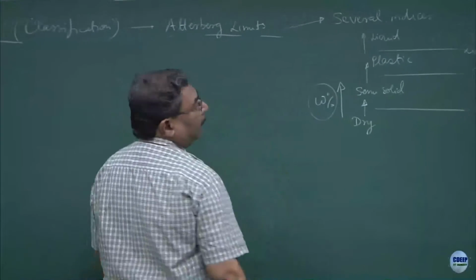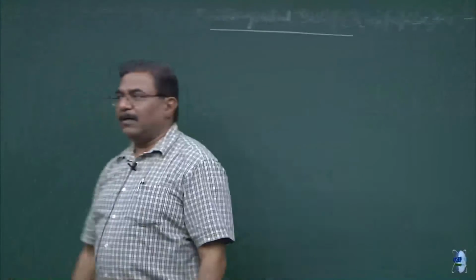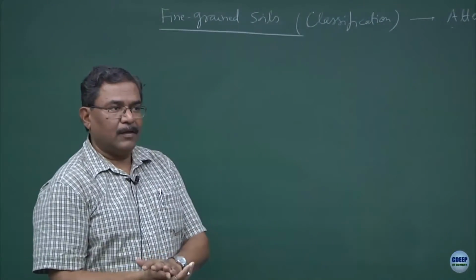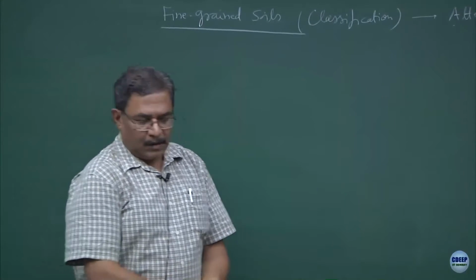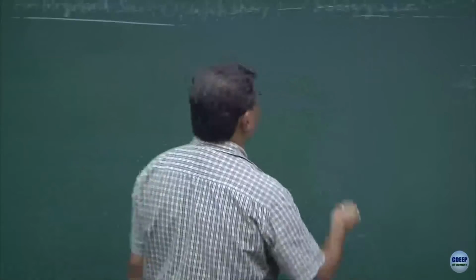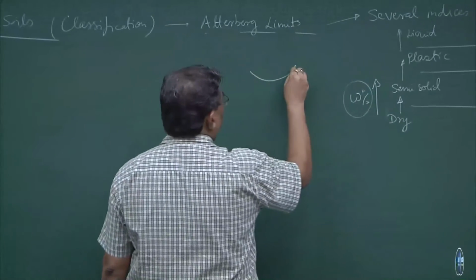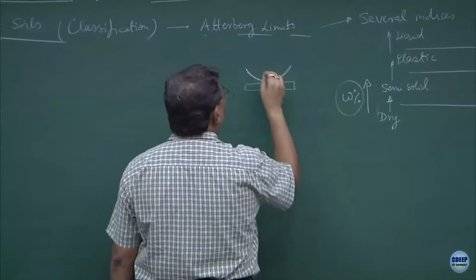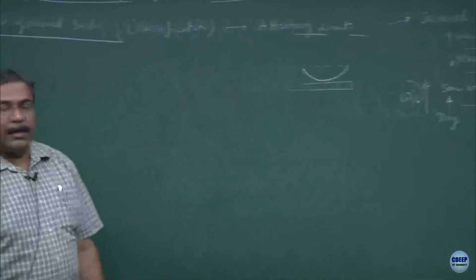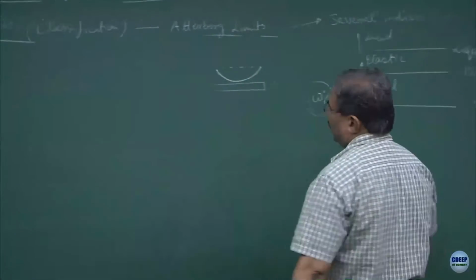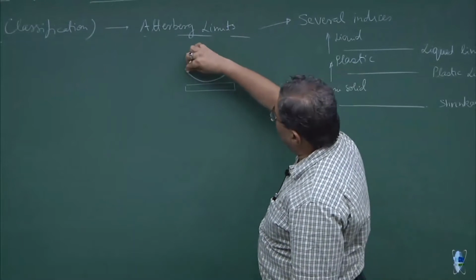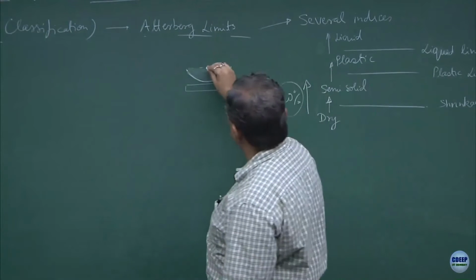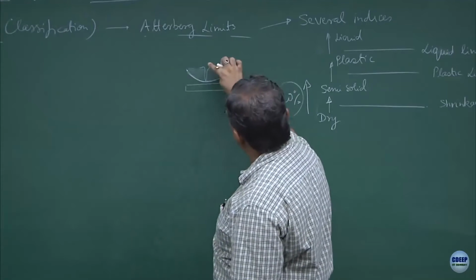In the laboratory, normally we use a Casagrande apparatus. You must have seen it. How many of you have performed this experiment? No, not anybody. There is a cup sort of thing made of brass, and there is a flat platform. We fill the soil in the cup, and then with the help of a spatula we make a small groove. So we remove this much portion of the soil.